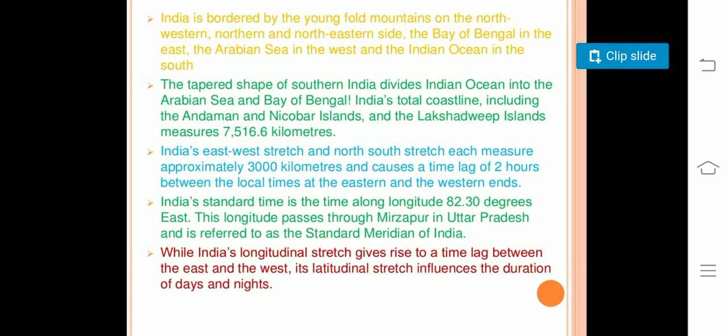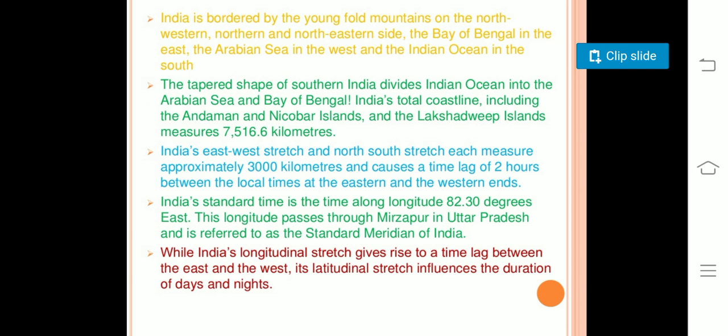India is bordered by the Himalayas on the north, which are the young fold mountains, and the Bay of Bengal in the east and Arabian Sea in the west, and Indian Ocean in the south. Then the Indian peninsula divides the Indian Ocean into Arabian Sea and Bay of Bengal. India's total coastline, including Andaman and Nicobar Islands and the Lakshadweep Islands, is 7,516.6 kilometers.